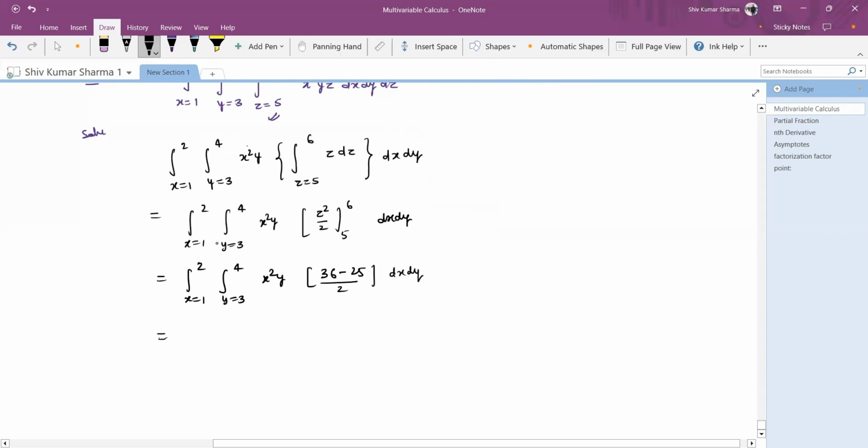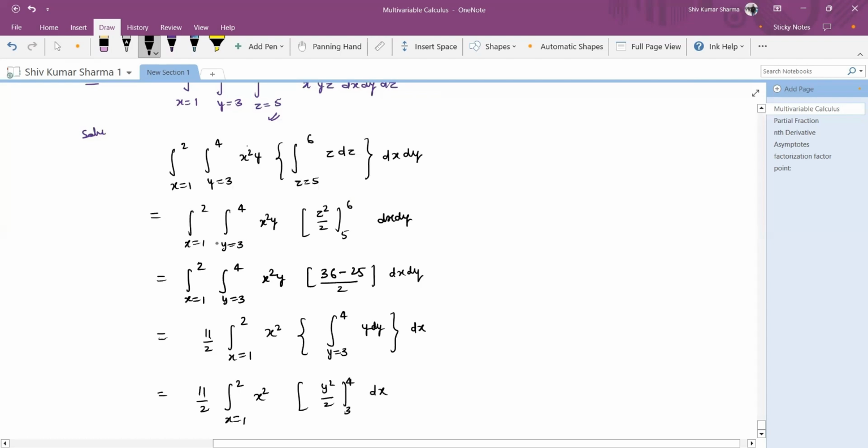So this gives us 36 minus 25, so 11 upon 2. We take 11 upon 2 outside the integral. We write x equal to 1 to x equal to 2, x square. Then we integrate with respect to y. So we write y equal to 3 to y equal to 4, y into dy, and here dx. So this gives us 11 upon 2, x equal to 1 to 2, x square, and the integration of y is y square upon 2, with the limits 3 to 4, into dx.